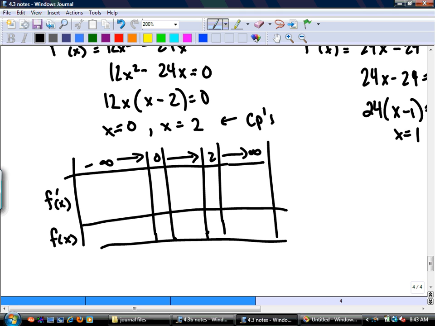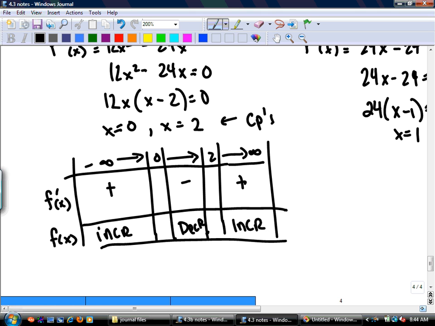So pick a number between negative infinity and 0. Negative 1. So you're going to get a negative and a negative, and a negative times a negative is a positive, increasing. And then 0 to 2, you pick positive 1. Positive, negative is a negative, decreasing. Pick a number between 2 and infinity, 3, positive and positive, increasing.